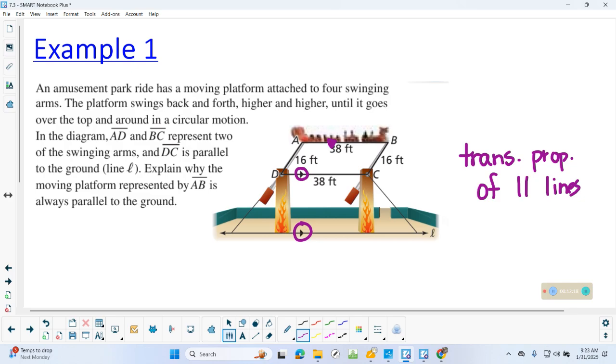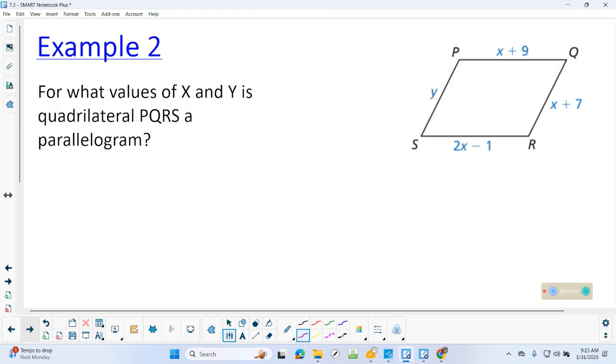The next page is what you're really going to focus on for your homework. For what values of x and y is a quadrilateral parallelogram? So we don't actually know it's a parallelogram. We're going to make it be so by solving for x and y. So I find some x's here. Now I know there's x on this one. Notice I circled the top and bottom.